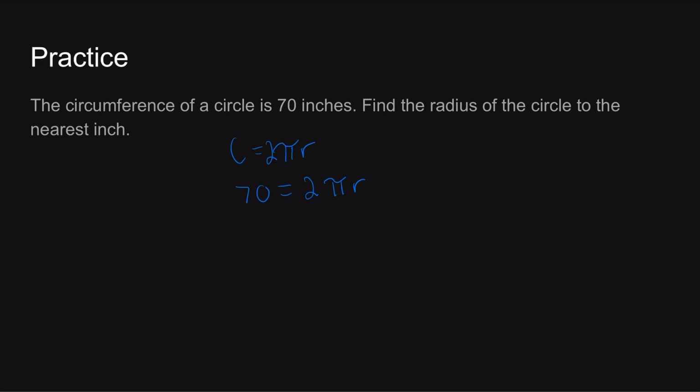All right. So first, we can do two things. We can divide by 2 first, or we can divide by pi first, kind of up to us. I'm going to go ahead and divide by 2 first. It's going to cancel. I get 35 equals pi r divided by pi. Cancels that. I end up with 35 divided by 3.14 equals 11 point, looks like 1 or 2 equals r.